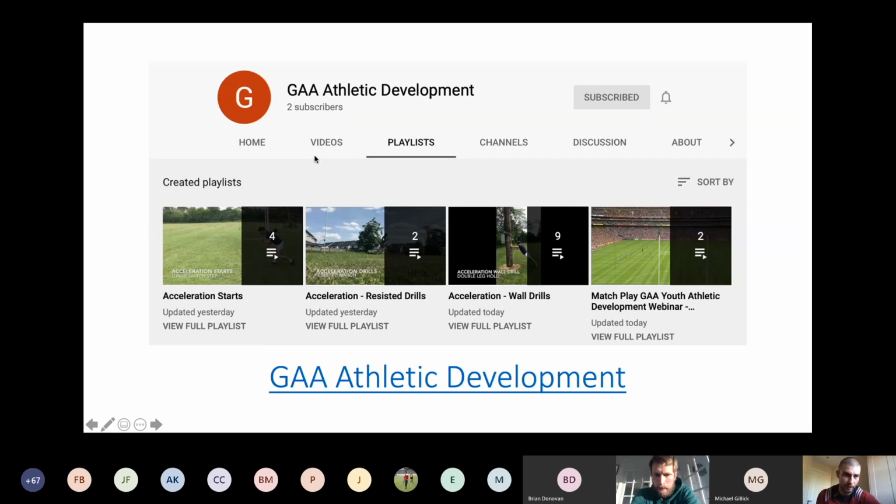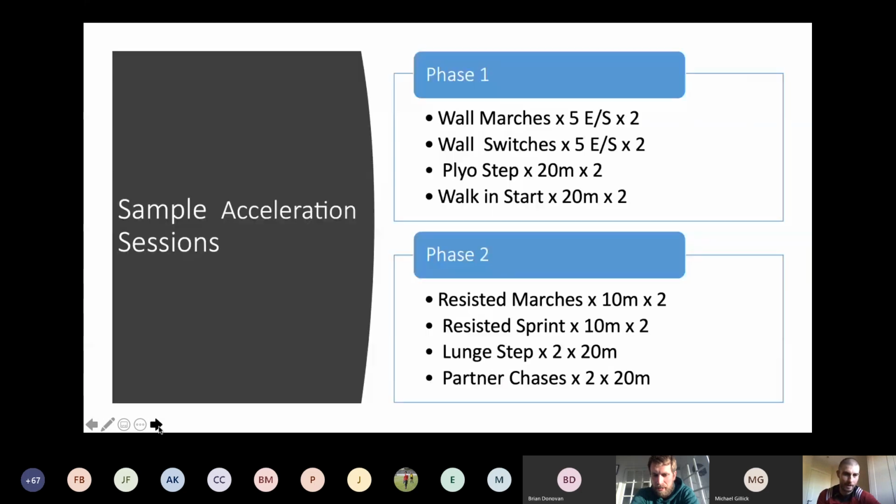You all know how YouTube works. I've built it up into our playlists: all the acceleration resisted drills, all the acceleration wall drills, and so on and so forth. So you can have a look at them and look at our form as well. Again, don't get too hung up on our form. That's probably not ideal. It's more so to give you ideas. You can use it as a critique session on the lads.